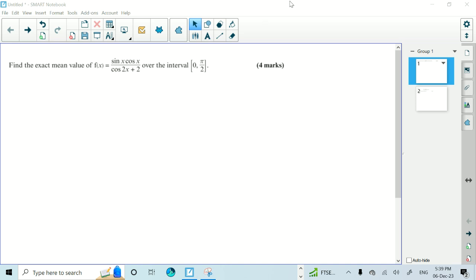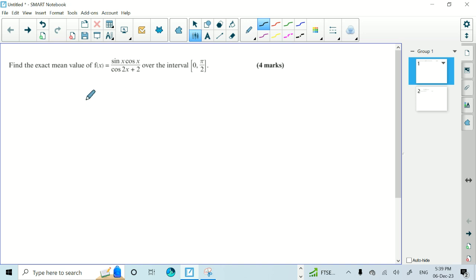Yes, methods in calculus for further maths, A level. Find the exact mean value of the function f(x) = sin x cos x over cos 2x plus 2, over the interval 0 to pi over 2, for 4 marks. Exam question, and it's sensible to try to rewrite the sin x cos x.